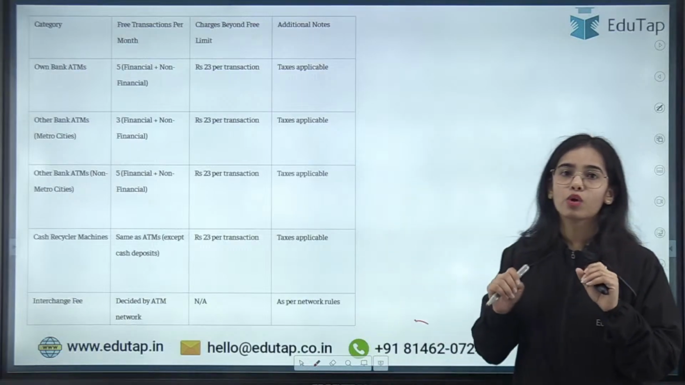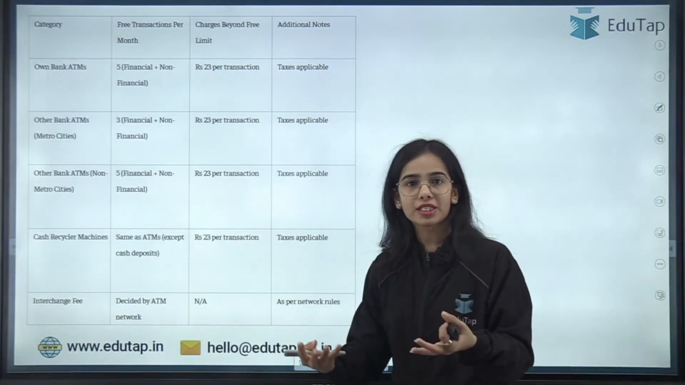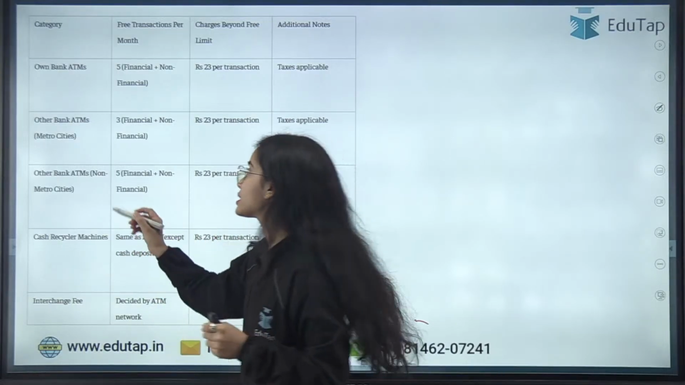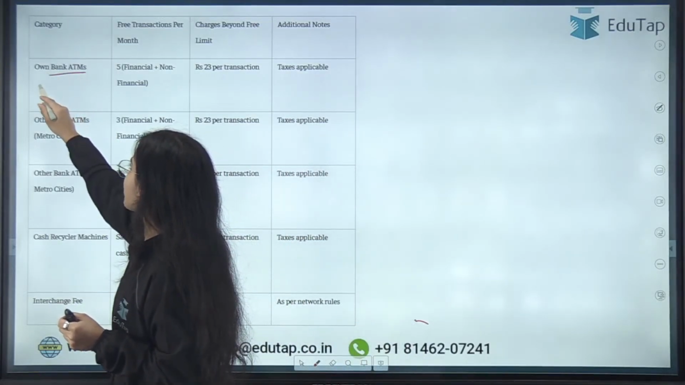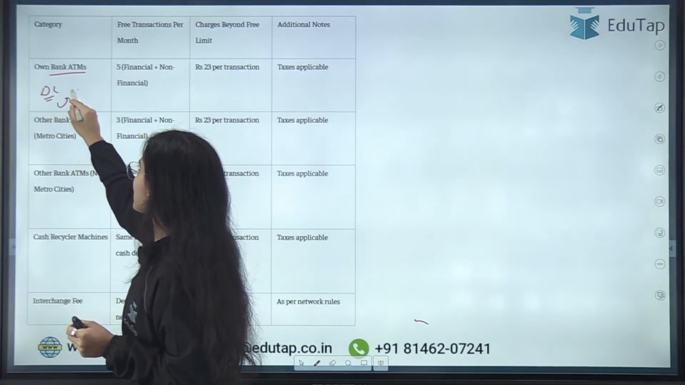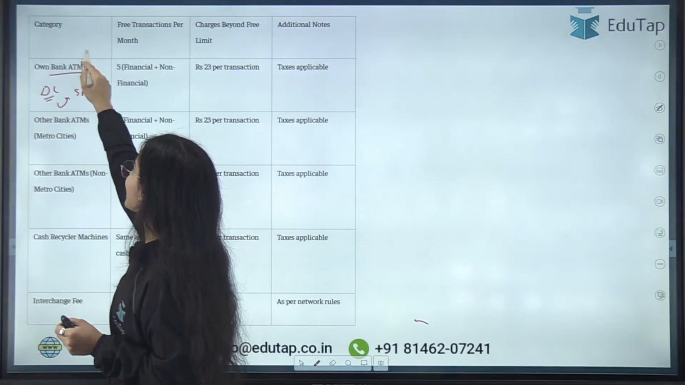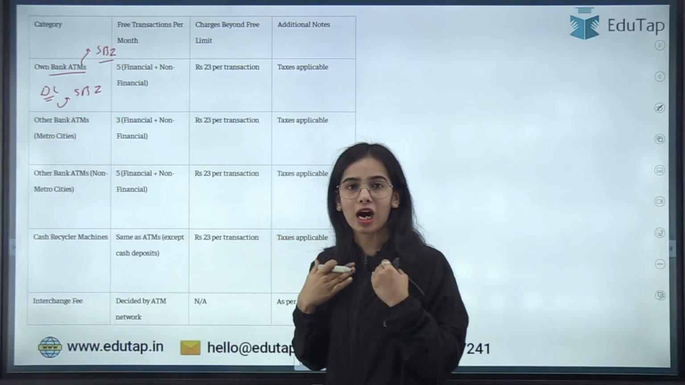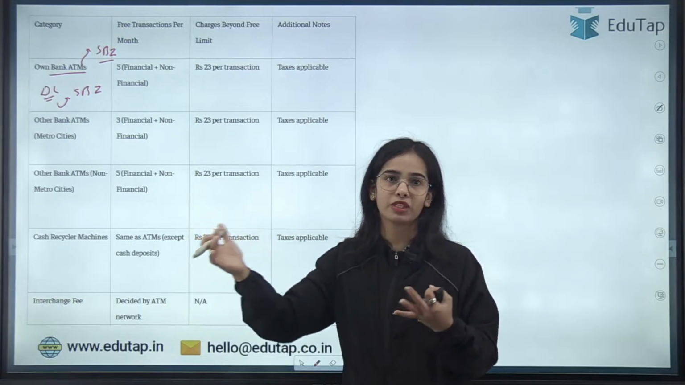Now what is the whole scenario? What are the charges that will be levied by your own bank, by another bank and so on? Own bank means, let's say you have a debit card of State Bank of India, and you are going to the ATM of the State Bank of India. So that is the own bank: I have a card of that bank and I am going to the ATM of that bank.